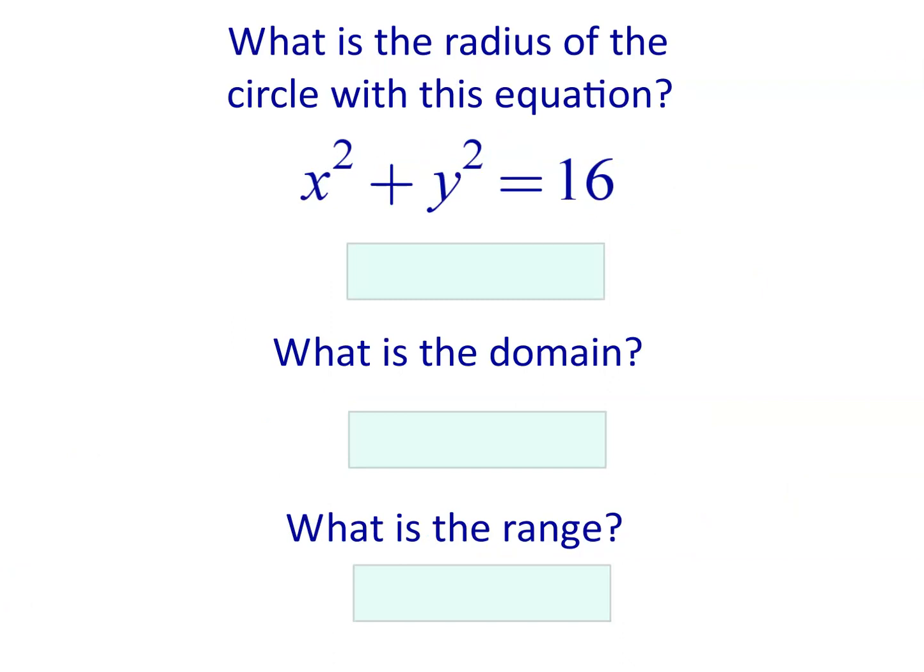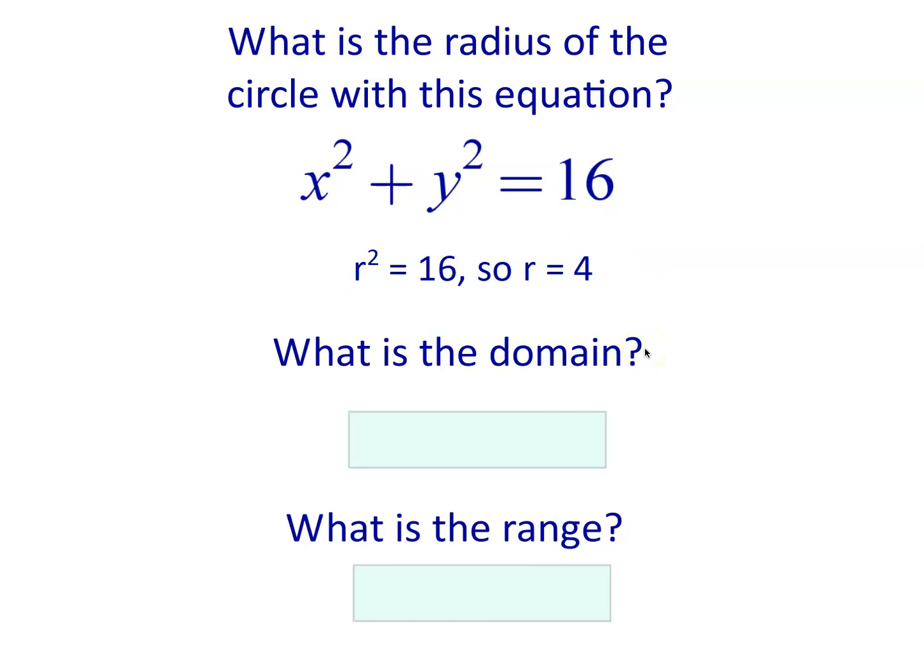Okay, what is the radius of the circle with this equation? Stop the video, have a think, and then check your answer. And of course, this is quite an easy question, since the formula for a circle is x squared plus y squared equals r squared, and r has to be positive, because you can't have a negative radius. The radius squared is 16, so the radius is 4.